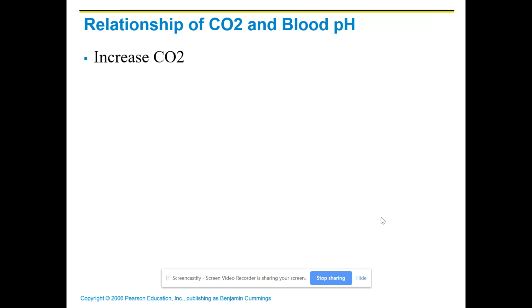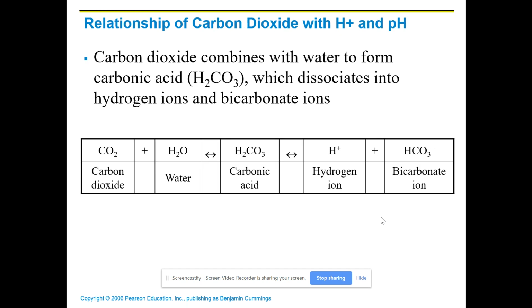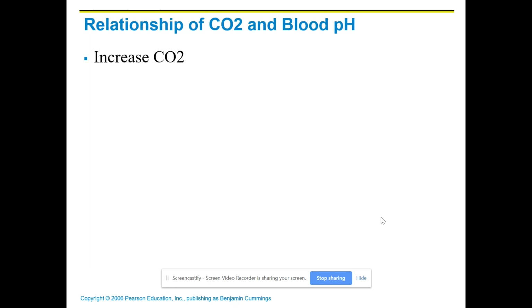So let's go over it again one more time. Carbon dioxide plus water will give you this carbonic acid. Carbonic acid will dissociate, separate into a hydrogen ion and a bicarbonate ion. The more hydrogen ions you have, the lower the pH. So if I increase carbon dioxide, automatically I will increase the hydrogen ion concentration, and automatically I will decrease the pH.